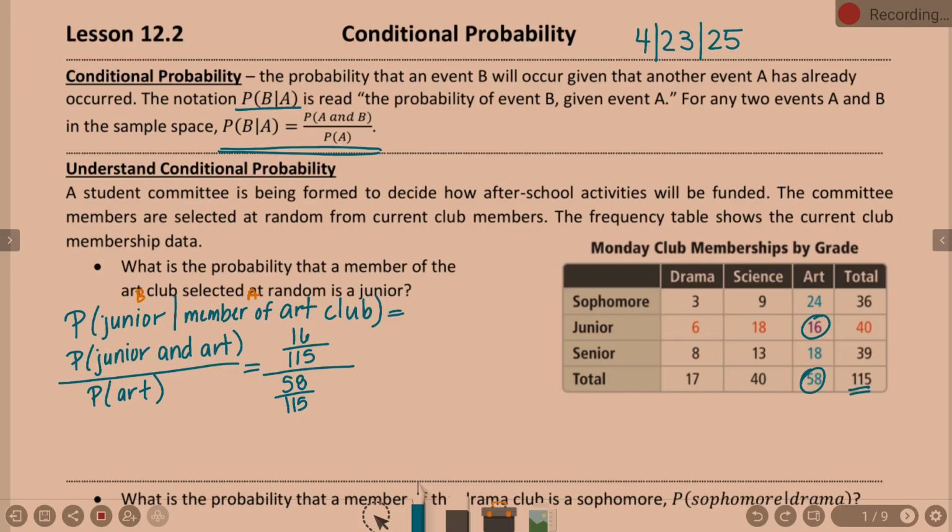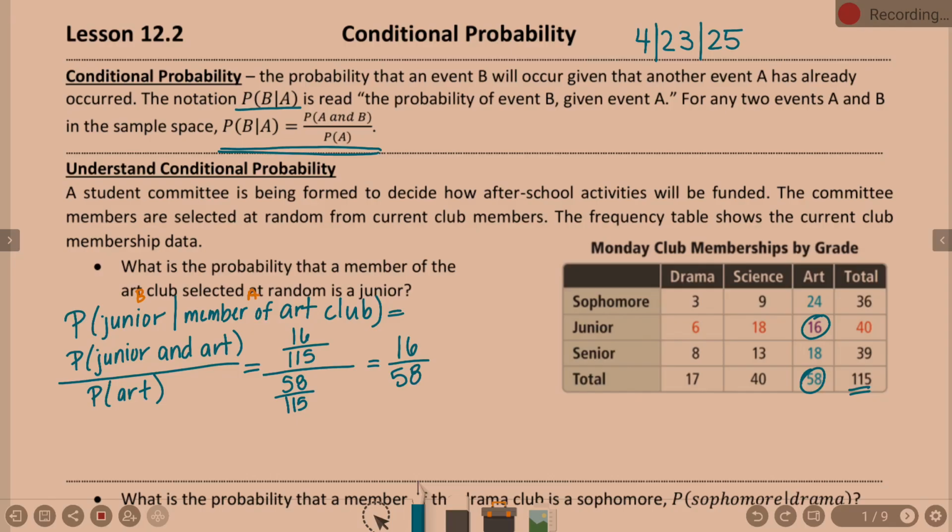The 115s are going to cancel. And this is going to clean up to be just 16 over 58, which is what Michaela wanted me to put it first. Okay? Now, officially, that's how conditional probability works. It's the probability divided by the probability. So, yes, it's a fraction divided by a fraction.